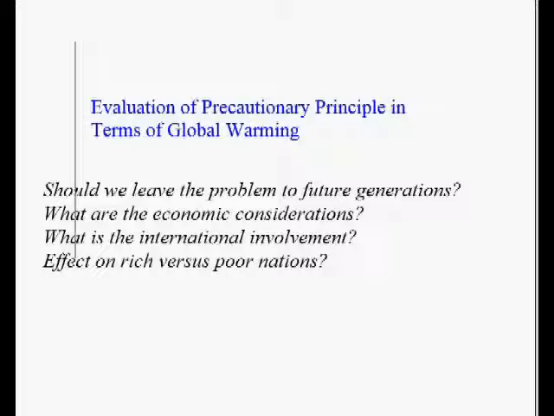Okay, let's go ahead and evaluate the precautionary principle in terms of global warming. Should we leave the problem for future generations? Maybe. A lot of people will say, hey, this is a long-term problem. The temperature of the world has only increased, what did I say, 1 degree or 1.5 degree over the last 100 years. You know, another 100 years, so what? So another degree, maybe not a big deal. Maybe in 100 years, we'll figure out some way to deal with the problem. So it's not going to happen tomorrow.